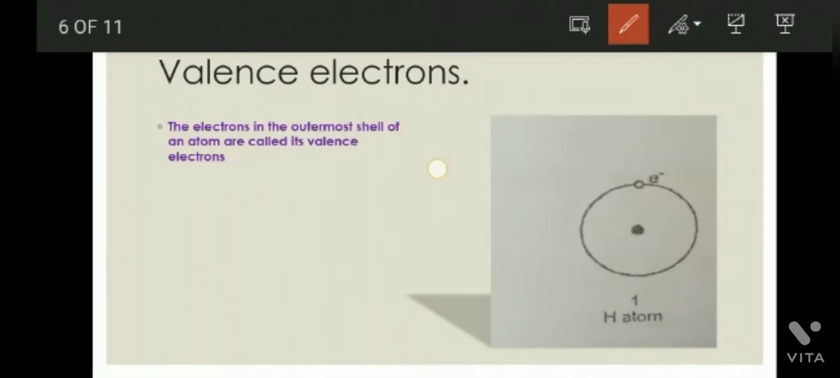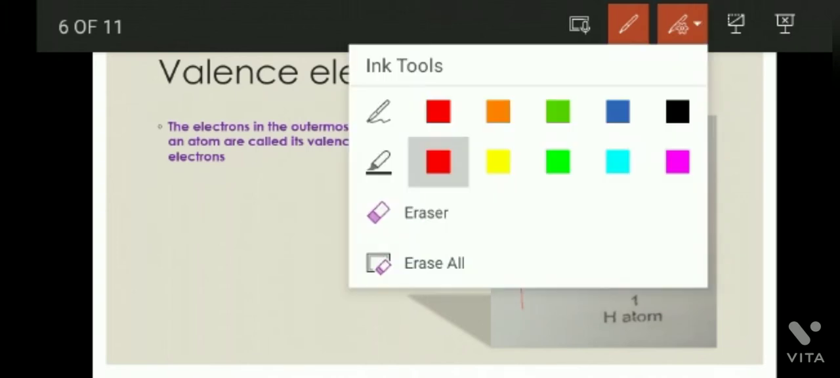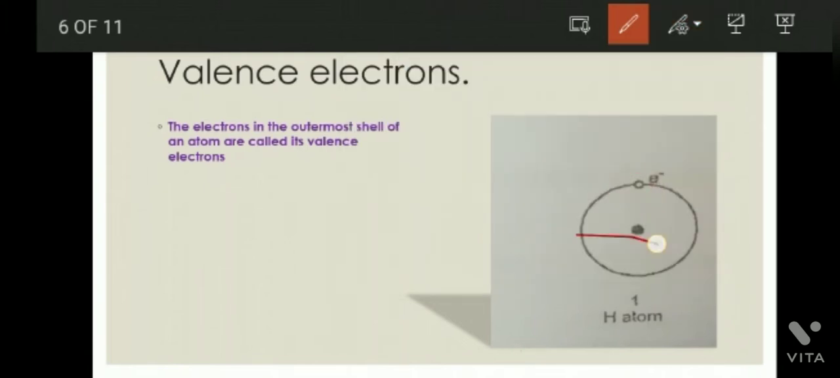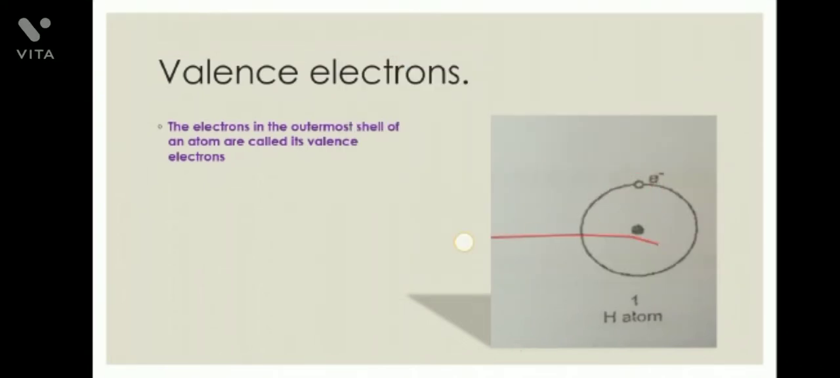For example, here you see only one electron, right? So the valency of this hydrogen is 1. Atomic number 1 means it is hydrogen. Okay, next let's go to the next video.